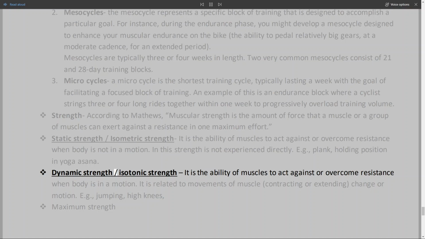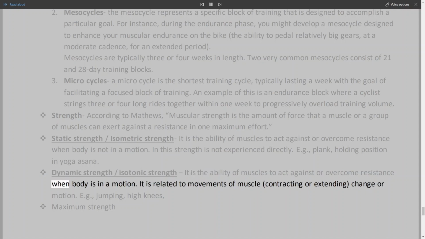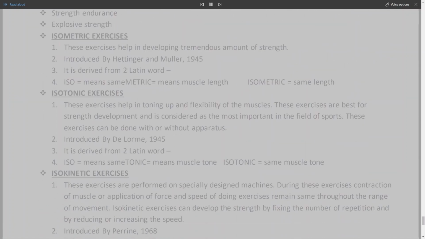Dynamic strength/isotonic strength. It is the ability of muscles to act against or overcome resistance when the body is in motion. It is related to movements of muscle, contracting or extending, change or motion. E.g., jumping, high knees, maximum strength. Strength endurance. Explosive strength.